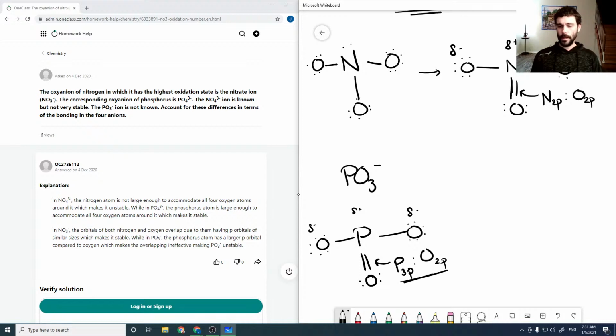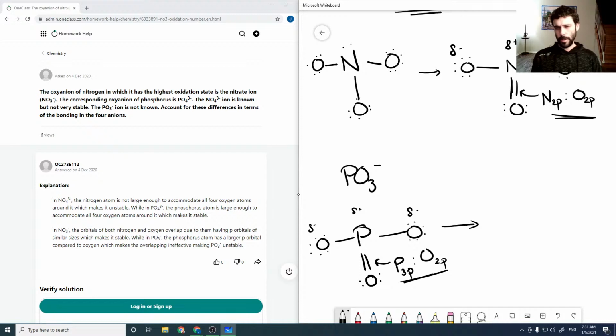And so, just because that's where we have our electron density in phosphorus, we're going to have significantly less overlap between a 3p and a 2p than we would between a 2p and a 2p. And so this is going to significantly weaken this bond, to the point where this is actually quite reactive.